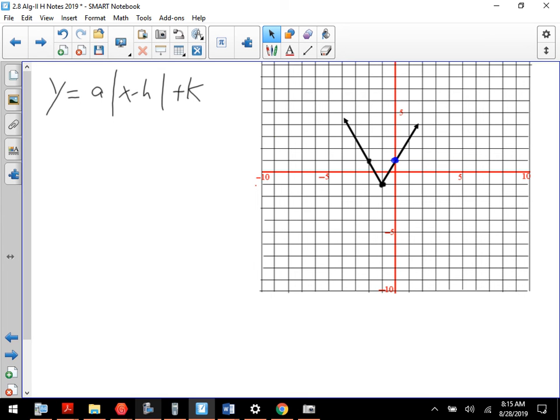So we got A, H, and K again. Where's your vertex at? -1, -1, good. So our vertex is at -1, -1. And then what's your slope? 2, so your A value is 2. So we get Y is 2.